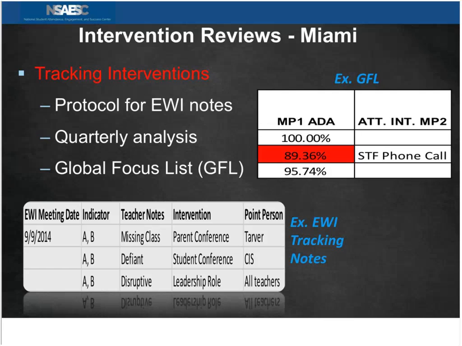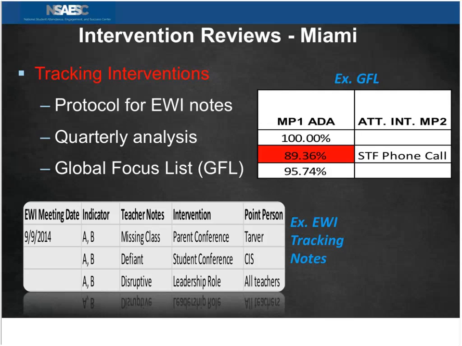And so what you see pictured here is some of the ways that they decided to look at their intervention data. So if you look at the example to the right, it looks at marking period one's average daily attendance data. And one of their interventions for that was having their school transformation facilitator call home. So that's what you're looking at there is the percentage, the ADA percentage, and then what intervention was assigned.